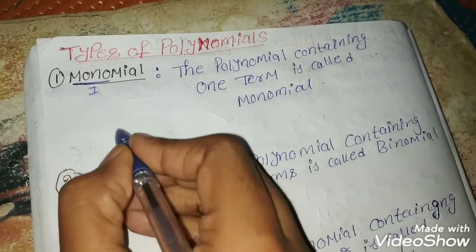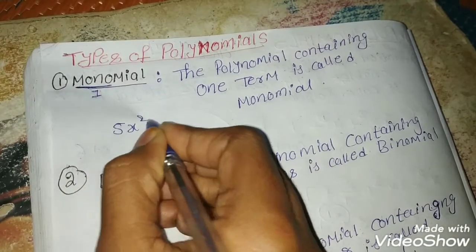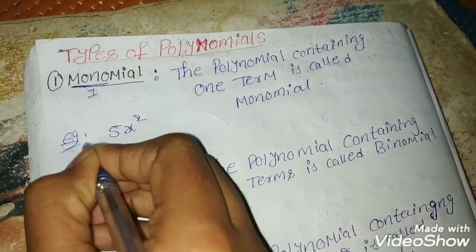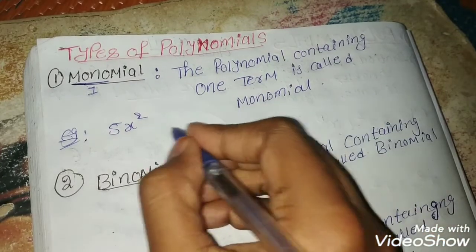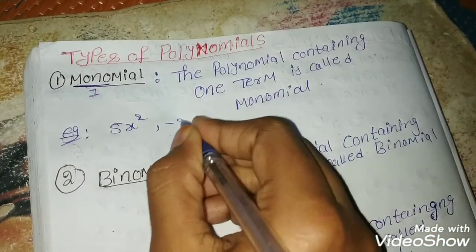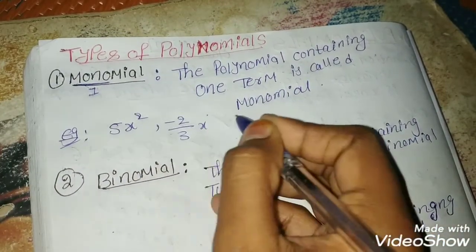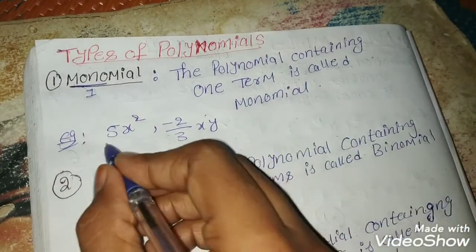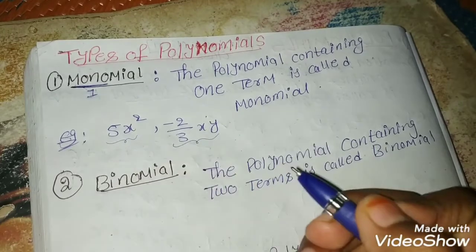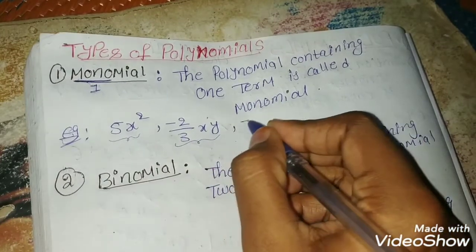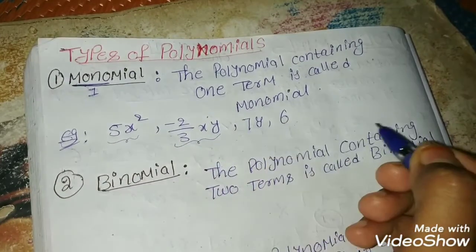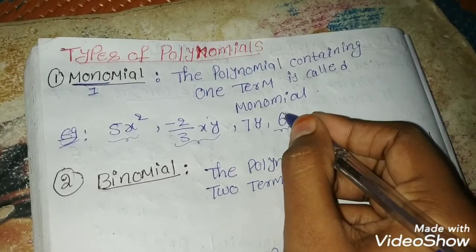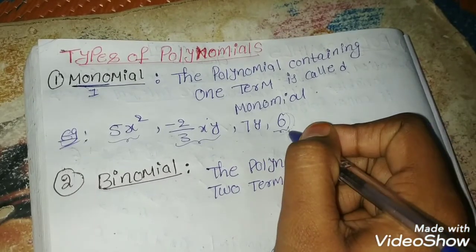So let's take an example. For example, 5x square. These are the examples of a monomial: 5x square and minus 2 by 3 xy. Let's take anything as you wish. Okay. See, this is a single term. This is also a single term. And 7y and 6. It is a constant and also it is a monomial.